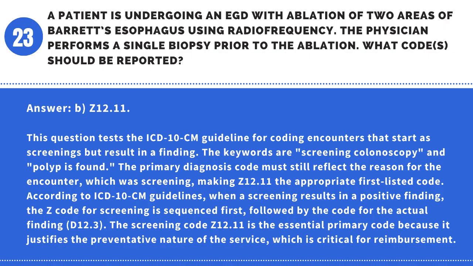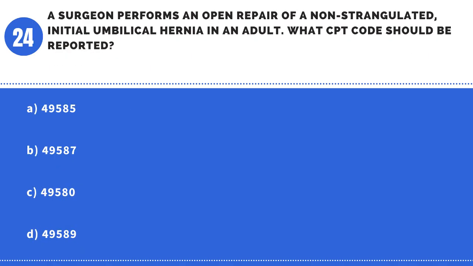Z12.11. This question tests the ICD-10-CM guideline for coding encounters that start as screenings but result in a finding. The keywords are screening colonoscopy and polyp is found. The primary diagnosis code must still reflect the reason for the encounter, which was screening, making Z12.11 the appropriate first-listed code. According to ICD-10-CM guidelines, when a screening results in a positive finding, the Z code for screening is sequenced first, followed by the code for the actual finding, D12.3. The screening code Z12.11 is the essential primary code because it justifies the preventative nature of the service, which is critical for reimbursement.